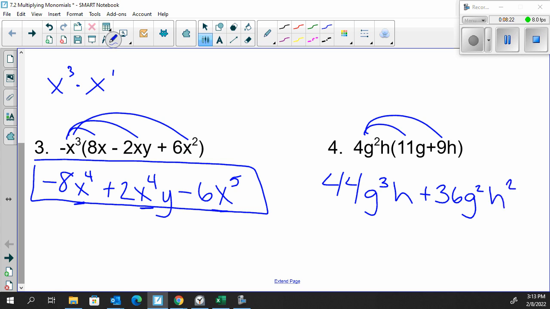Now, these aren't the same. I know they both have a g and h, but it's not the same amount of g's and h's, right? This is g cubed. This is g squared. This is h squared. This is h. I can't put them together. If it was just gh on both of them, then I would be able to put them together, but I can't. So we're done.